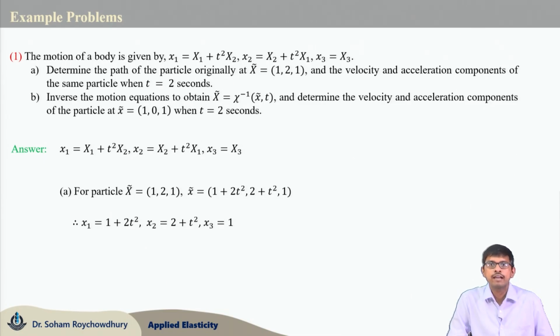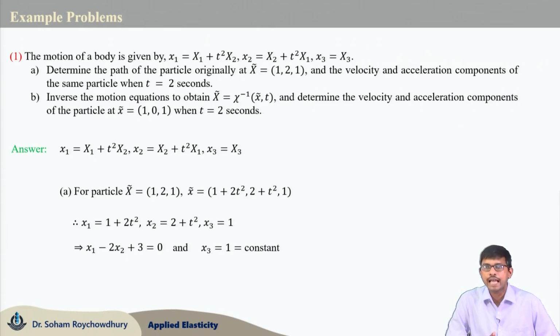Now, I have simply written small x1, small x2 and small x3 as 1 plus 2t square, 2 plus t square and x3 equals to 1. Now, we can simply combine them by removal of time t, and that will result these two equations. The first two equations x1 and x2 can be combined with the help of removal of t as x1 minus 2x2 plus 3 equals to 0, and x3 equals to 1 will remain as it is.